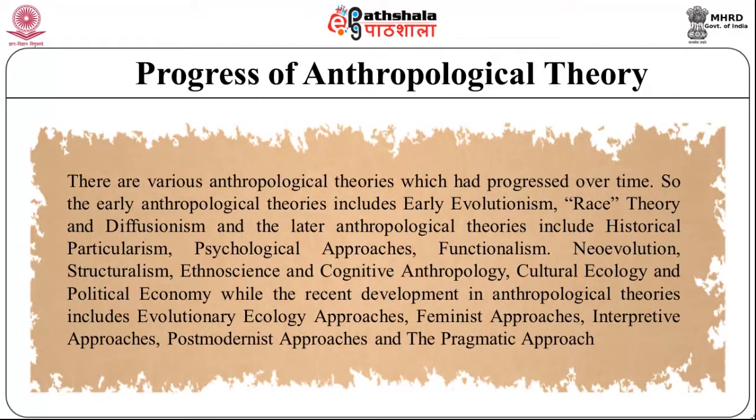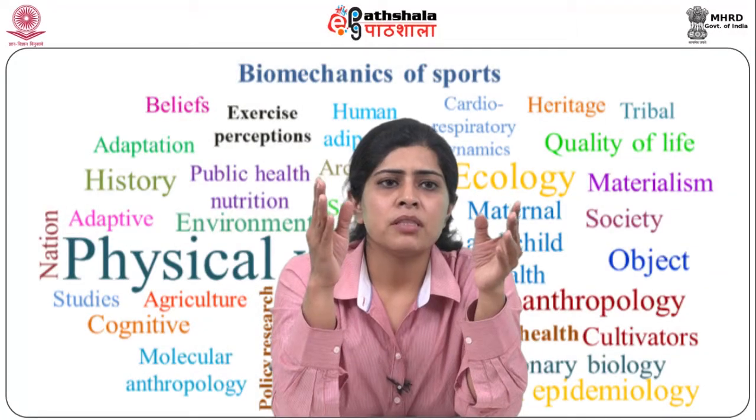So, the early anthropological theories include early evolutionism, race theory, and diffusionism, and the later anthropological theories include historical particularism, psychological approaches, functionalism, neo-evolutionism, structuralism, ethnoscience and cognitive anthropology, cultural ecology, and political economy. While the recent developments in anthropological theories include evolutionary ecology approaches, feminist approaches, interpretive approaches, postmodernist approaches, and the pragmatic approach. After discussing broadly the progress and development in anthropology, let's summarize the module.